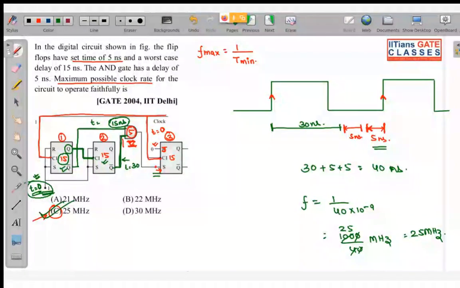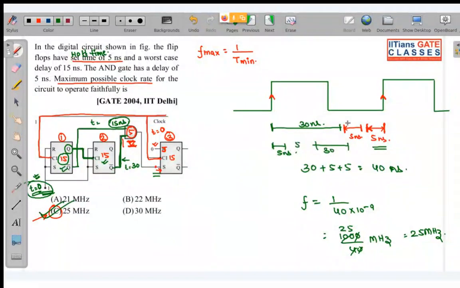Instead of setup time, if they had said hold time over here, then what would I have done? I would have started from this point, 5 nanoseconds, because hold time is the concept of input stabilization after the active edge. So I would have started from here, 5, and then I would have shown 30.